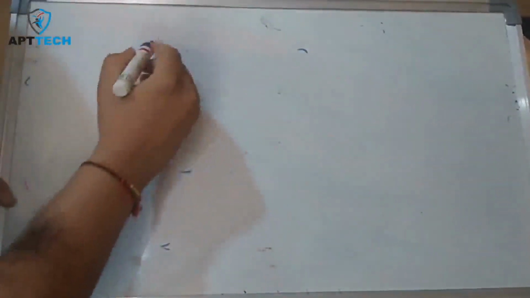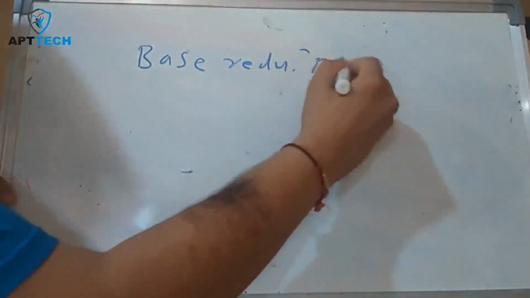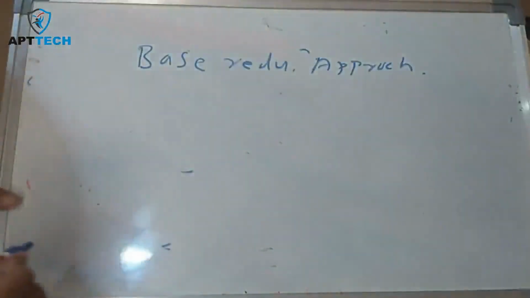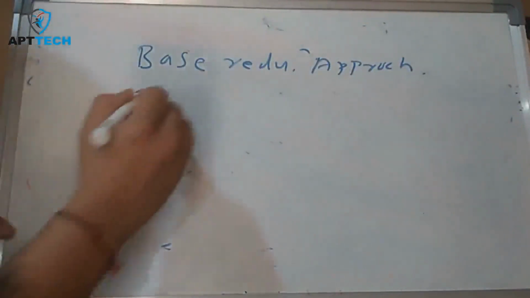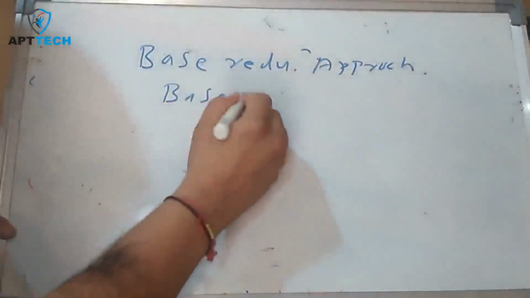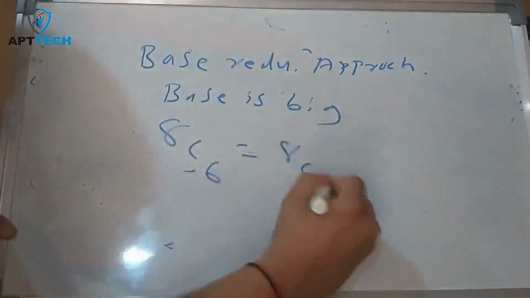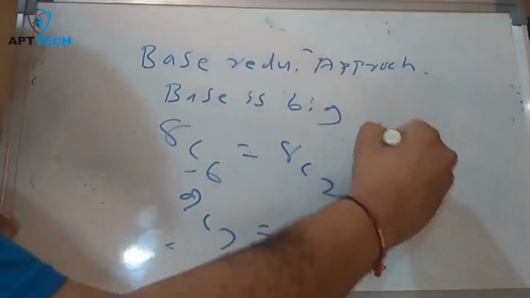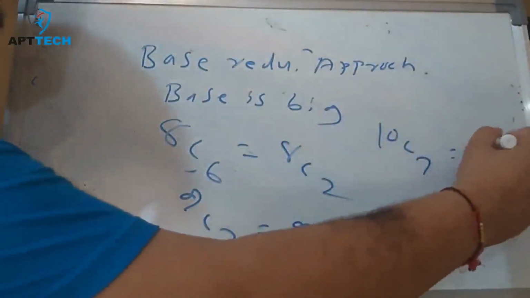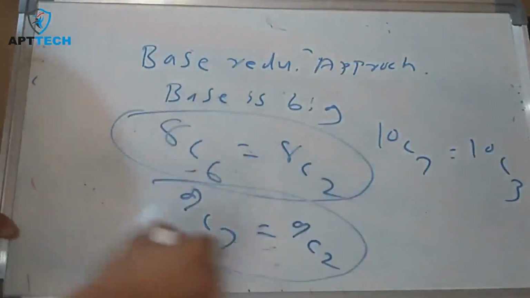The base reduction approach will come into the picture if the base is big. Now 8C6 should be 8C2. 9C7 should be 9C2. 10C7 should be 10C3. So you must have gauged now, you must have understood now.